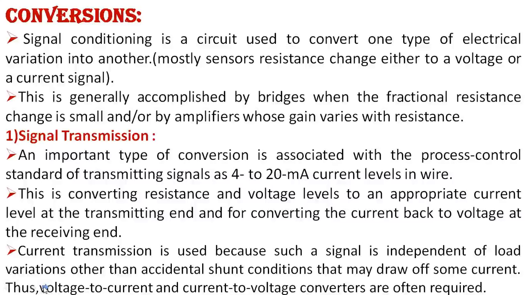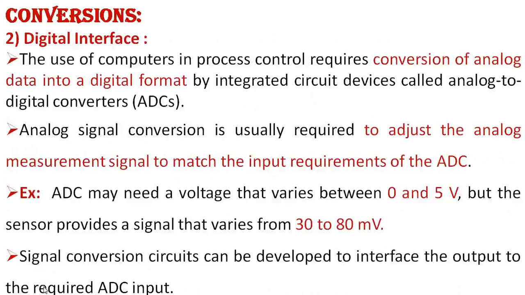An important type of conversion is associated with the process control standard of transmitting signals as 4 to 20 mA current levels. This requires converting resistance and voltage levels to an appropriate current level at the transmitting end, and converting the current back to voltage at the receiving end. Current transmission is used because such a signal is independent of load variation, other than an accidental shunt condition that may draw off some current. Thus voltage to current or current to voltage converters are often required.